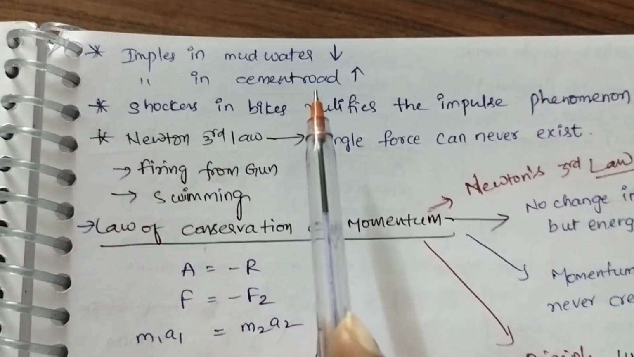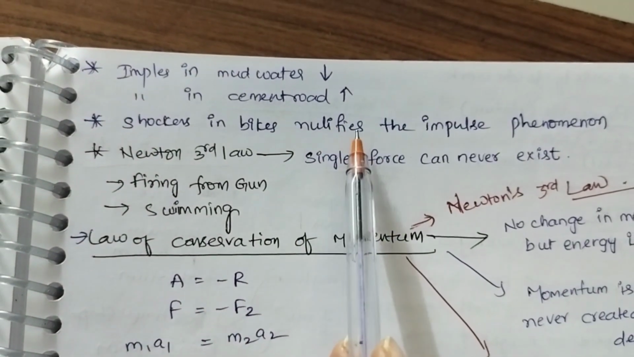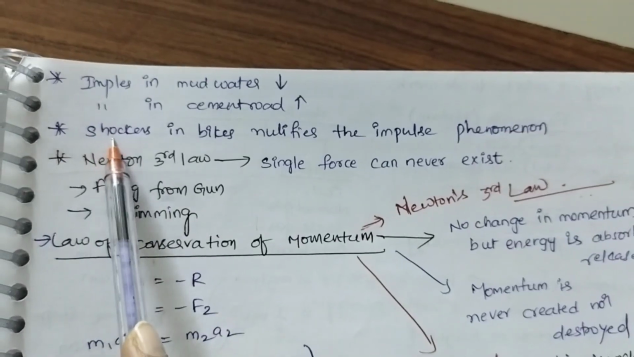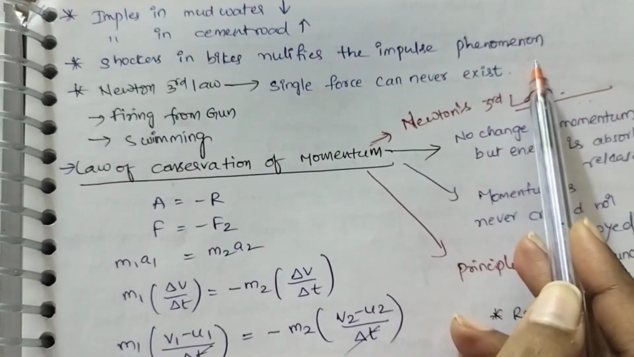Impulse in mud water is always less, whereas impulse in cement water is always more. In bikes there will be shockers. Why are shockers used in bikes? To nullify the impulse phenomenon.